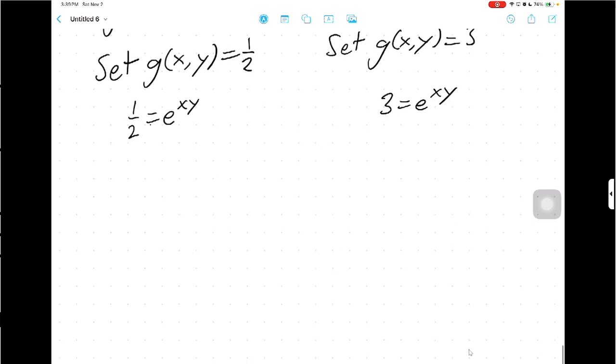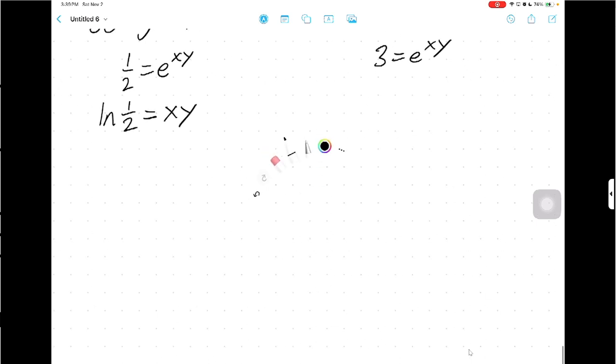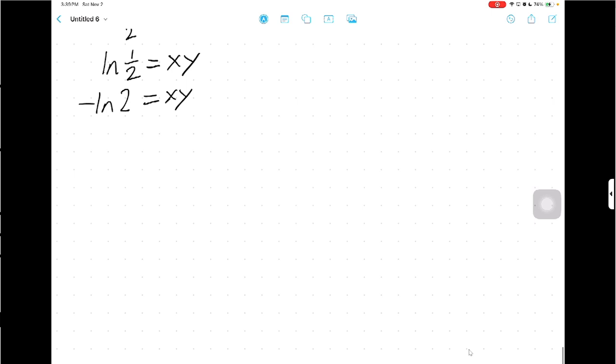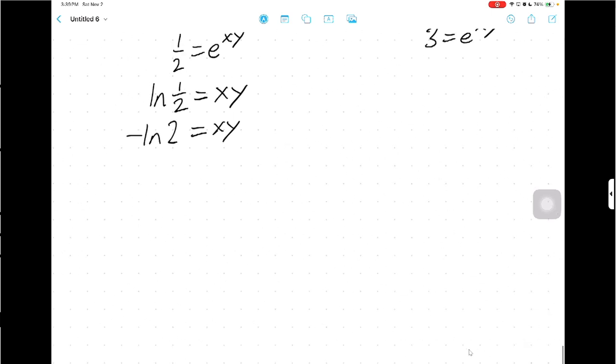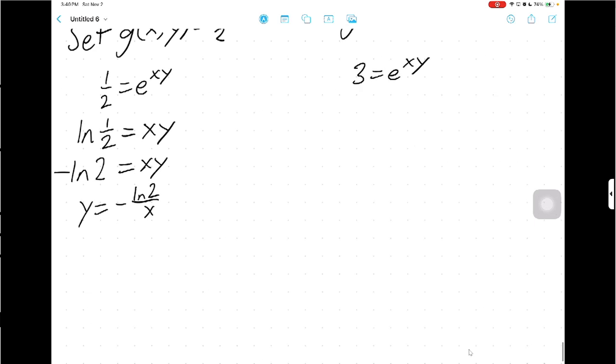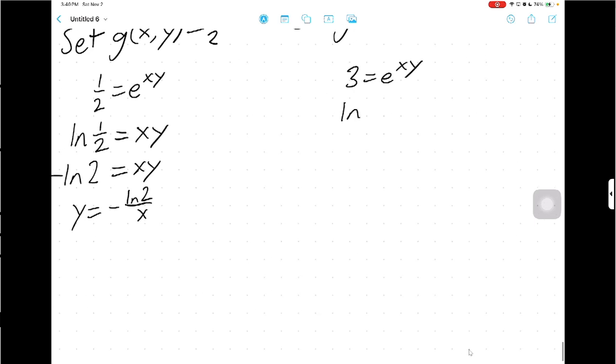So in order to do this one over here, we're going to take the natural log of both sides. So you get natural log of 1/2 is equal to xy. I'm going to rewrite natural log of 1/2 as negative natural log of 2. And then finally we have y is equal to negative natural log of 2 over x. Here we're going to do a similar thing, so we get natural log of 3 is equal to xy, and y is equal to natural log of 3 over x.